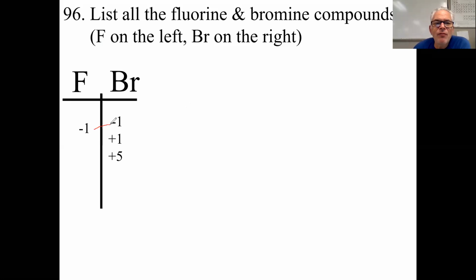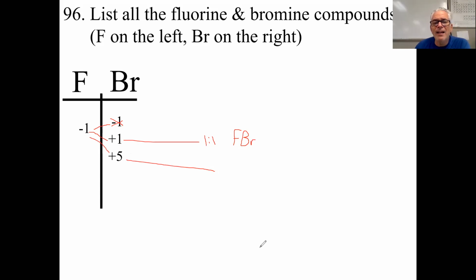So F, -1, Br, -1. The Br, -1, we're going to cancel, right? Because a negative and a negative is never going to go together. When F, -1, and Br, +1 go together, that has to be in a 1-to-1 ratio, or we're going to have the formula FBr. And this one, oh, we got a 5. That's a cool one. When it's -1 and +5, we're going to need 5 -1s to balance with every +5. So this is going to be F5Br.